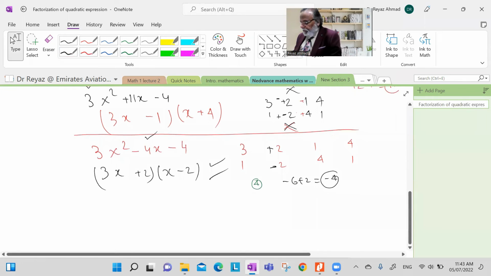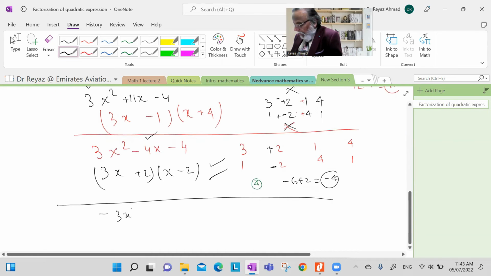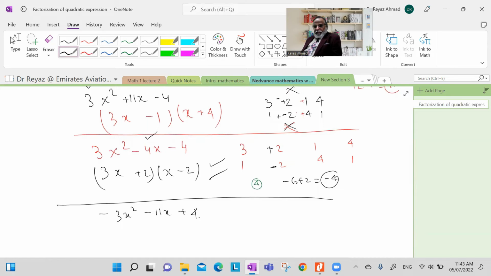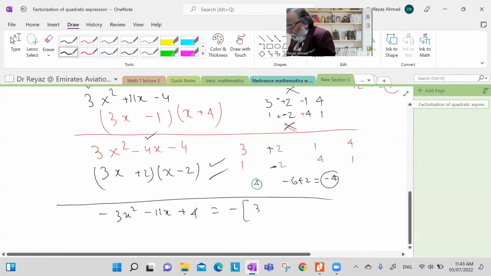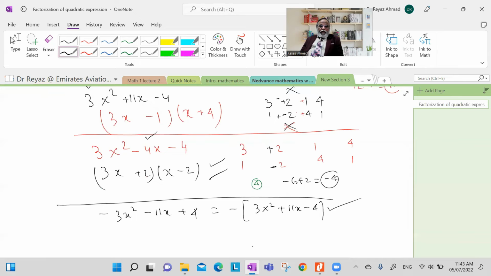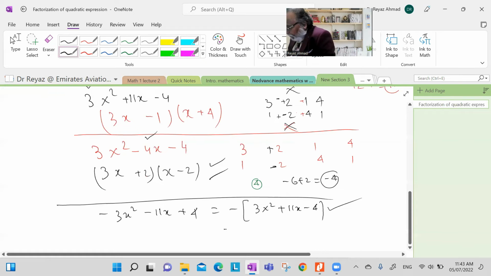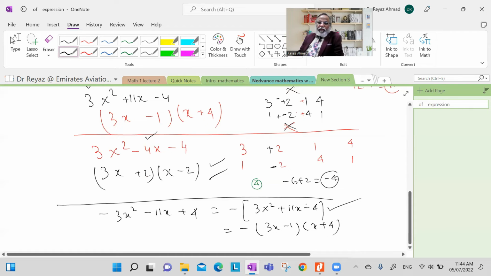Now suppose you have been given minus 3x squared and say minus 11x and plus 4. In that case, we have to do a little extra effort here. I will not be doing this directly. I will be taking this minus out and I will make it plus 3x squared plus 11x and minus 4. And I will do with this one, and that will be the answer with minus outside, which I can take inside later on as well. So 3x squared plus 11x minus 4, I have already done before. So answer of this is going to be here 3x minus 1, x plus 4. Because I'm not redoing this, it is exactly what I have done here.